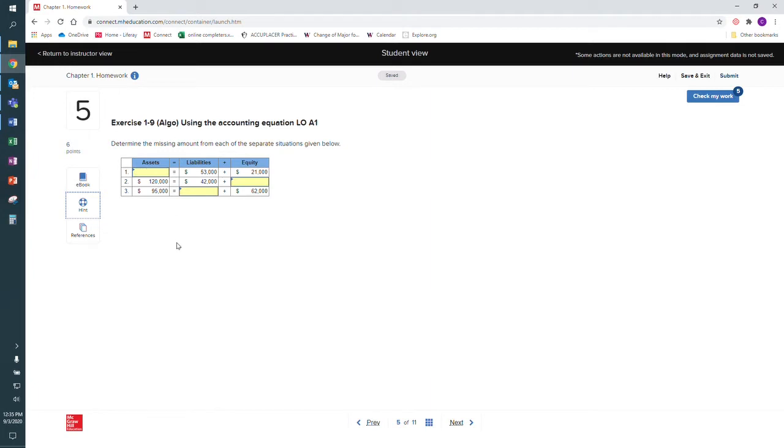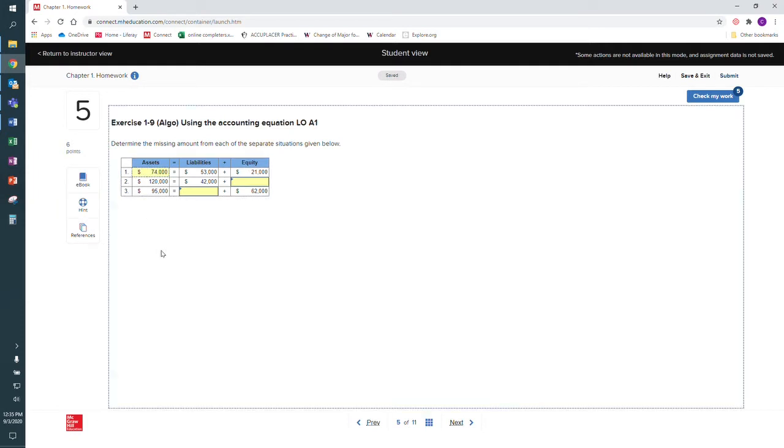So as we discussed in class, assets are equal to liabilities plus equity. So when we are given liabilities and equity, we should be able to figure out the rest of the accounting equation. So if we take 53,000 plus 21,000, we will get 74,000, which is the answer to that question.